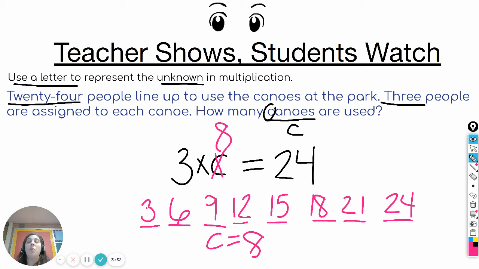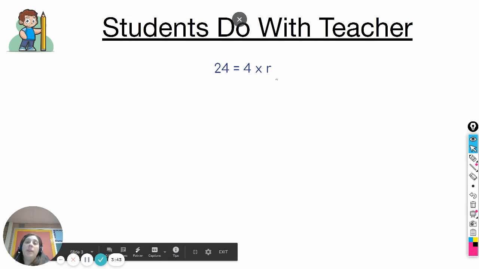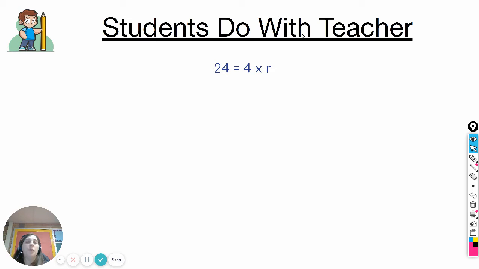Okay, so we're pretty much doing what we've already been practicing with multiplication, except now we just have a letter there instead of a blank or a question mark. So now I'm going to have you try it with me. Instead of a word problem, I just have an equation. 24 equals 4 times R. So what you're going to have to do is you're going to have to skip count by fours until you get to 24. Okay? So on your whiteboard, I want you to skip by fours until you get to 24. And then count how many times you have to skip count.